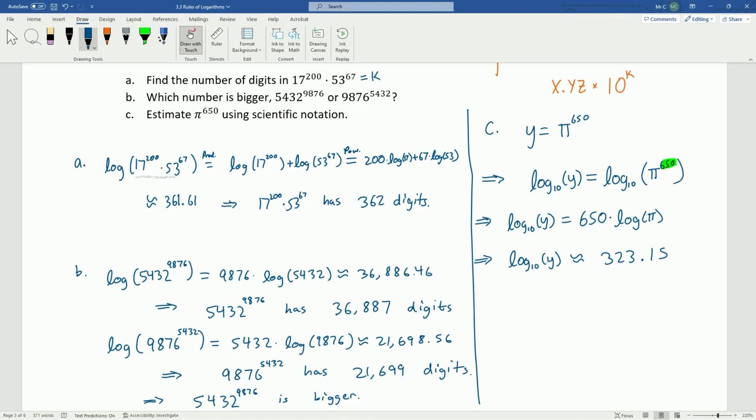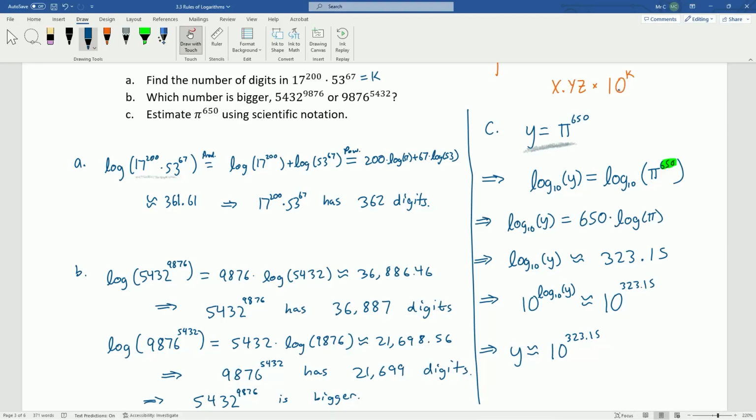But I don't want log base 10 of y, I want y. Y is the number that I'm trying to express with this power of 10. What can I do? Oh, well, I know what undoes the logarithm, the inverse function, base 10. So if I write 10 to the log base 10 of y, this is approximately 10 to the 323.15. So in other words, y is approximately 10 to the 323.15. Now, that gets us really close to where we want to be.